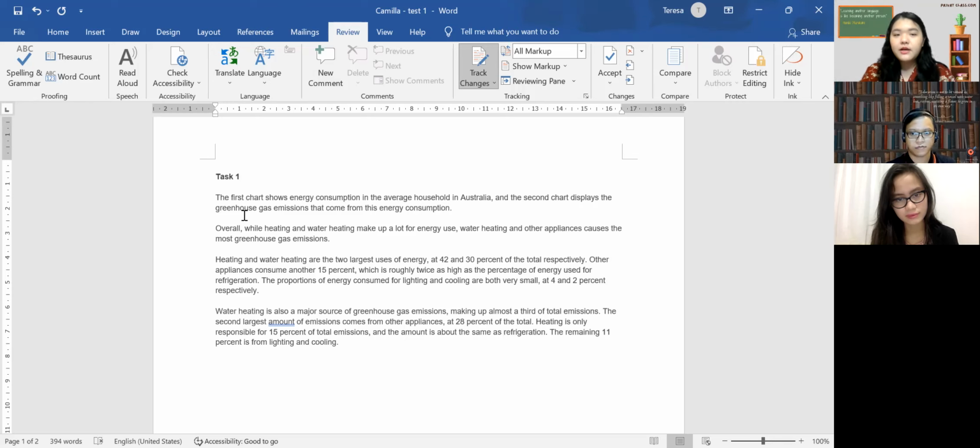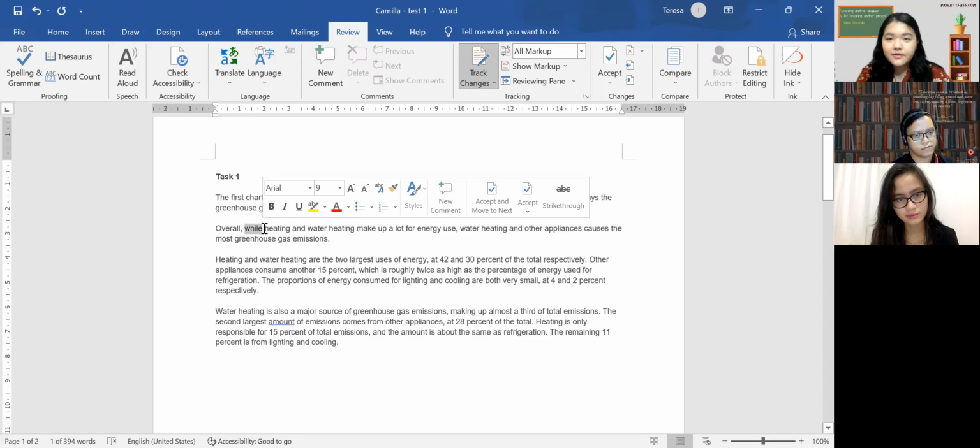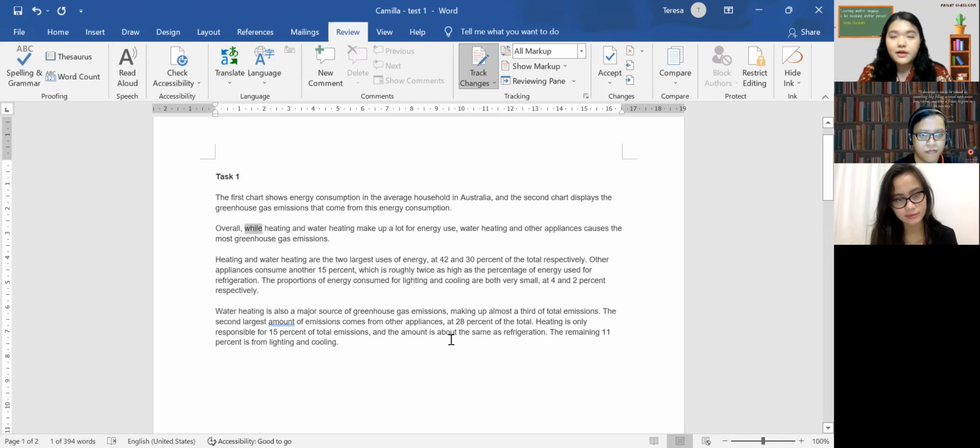But I find this a bit ambiguous, especially the use of "while," because when you put the "while" in front, it usually focuses on the differences. So I would suggest for Miss Camilla to use "furthermore" or "moreover" or something similar. Especially because you mentioned water heating and water heating, so it's not contrasting.